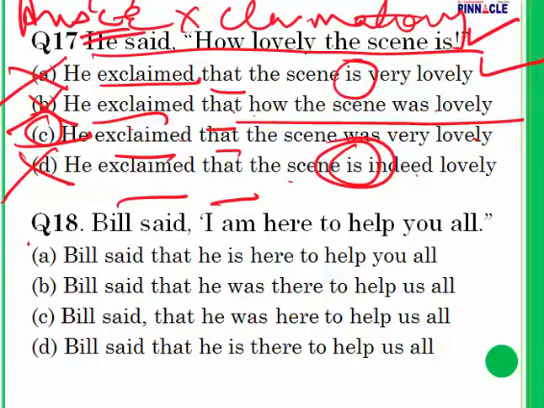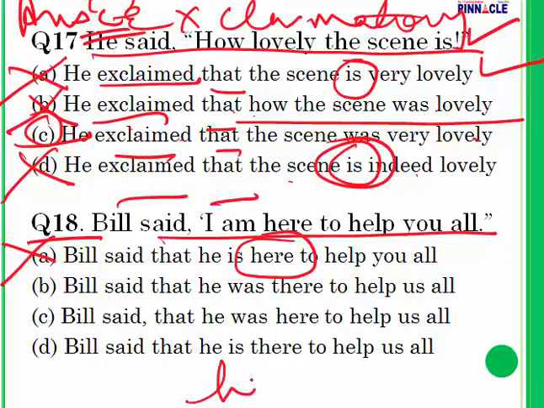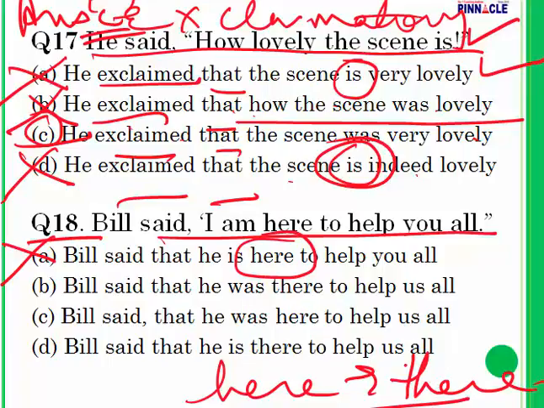Question number 18. Bill said, I am here to help you all. Let me take a look. Bill said that he was here to help you all. Here has not been changed. A gets eliminated because here changes to there. The trick is here changes to there. Bill said that he was there to help us all. This could be an answer because I don't find any mistake here.